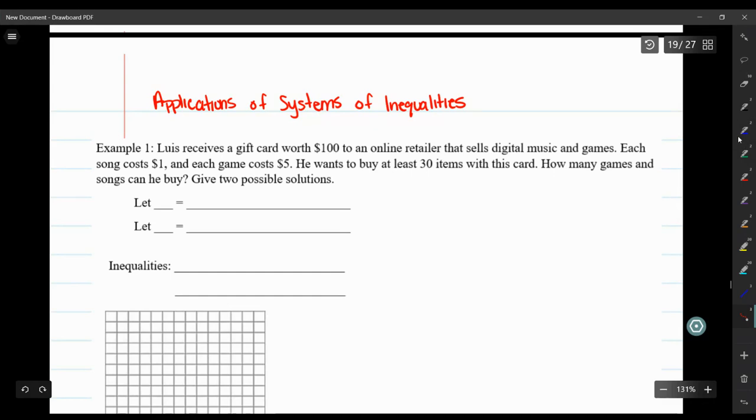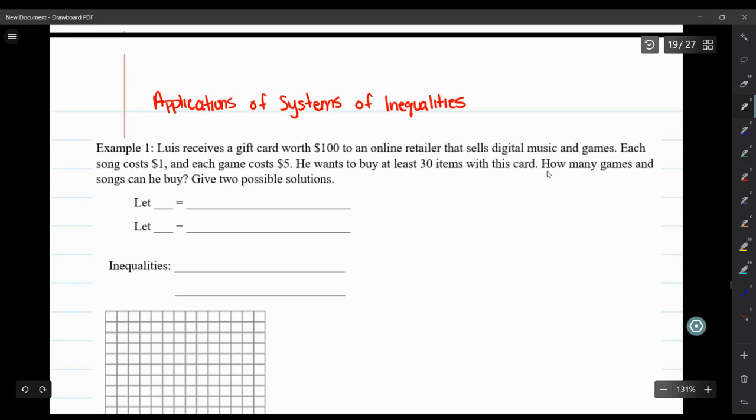So first it says, example 1, Lewis receives a gift card worth $100 to an online retailer that sells digital music and games. Each song costs $1 and each game costs $5. He wants to buy at least 30 items with this card. How many games and songs can he buy? Give 2 possible solutions. So first, again, let's define our variables.